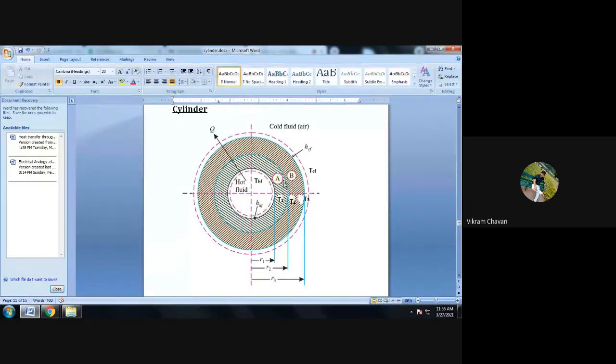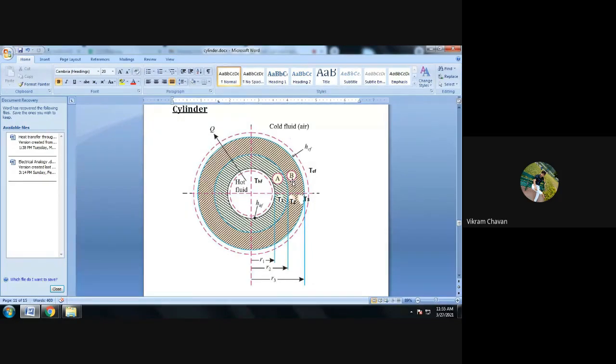A and B cylinders are there, having different thermal conductivity. The thermal conductivity of A cylinder is K suffix A, and the thermal conductivity of B cylinder is K suffix B. So these two cylinders have different thermal conductivity, and they are concentric cylinders, concentric in such a manner that the external radius of A cylinder is the internal radius of B cylinder.